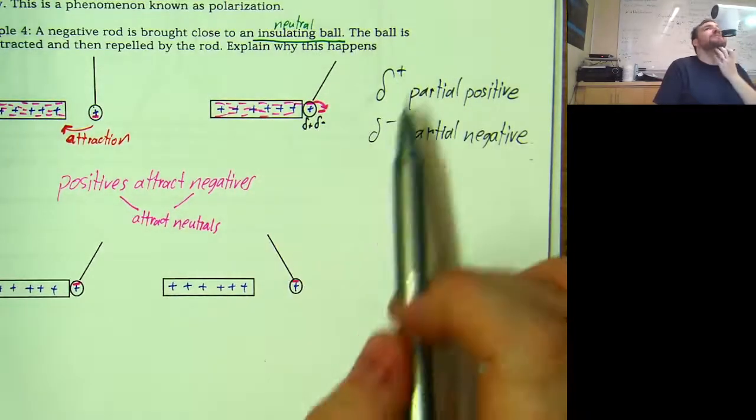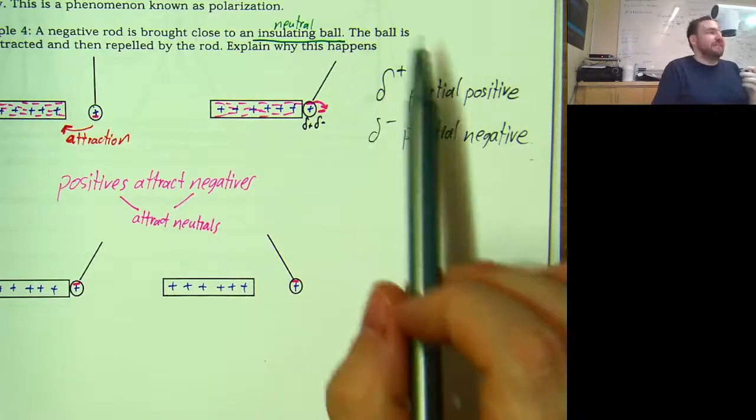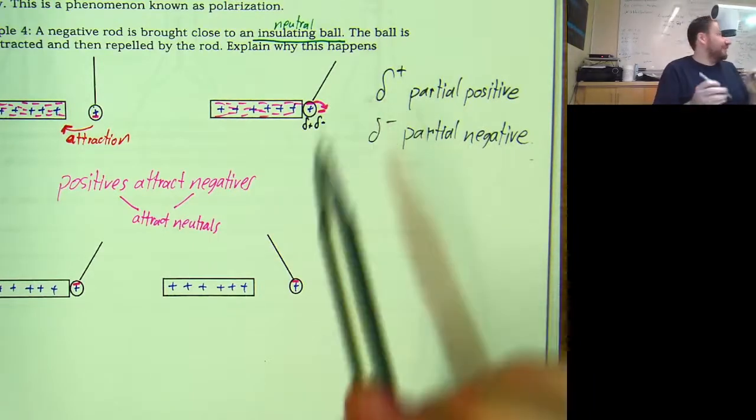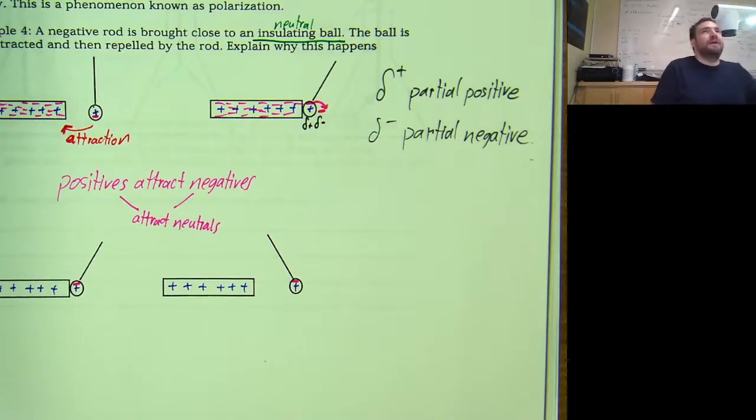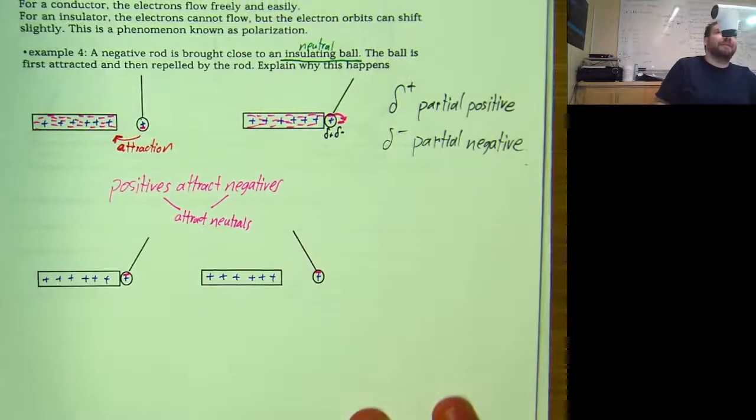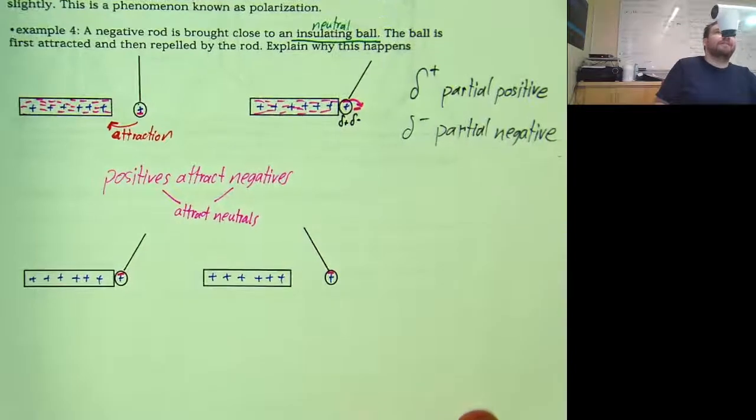The idea of a partial positive and a partial negative. This D gets thrown around sometimes in chemistry. It's actually connected to a partial derivative in calculus. Yeah, you're never going to get away from calculus nowadays.